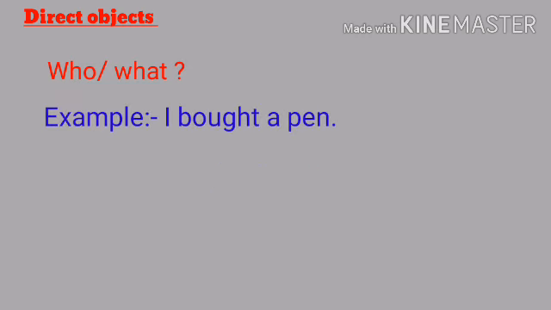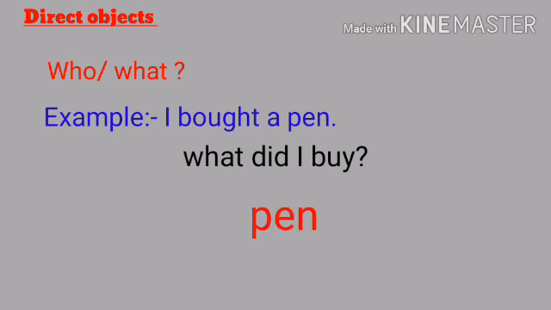Let's see one more example. I bought a pen. Here, in order to find out the direct object, I will ask the question, what did I buy? And I will get the answer, pen. And therefore the word pen is the direct object here.